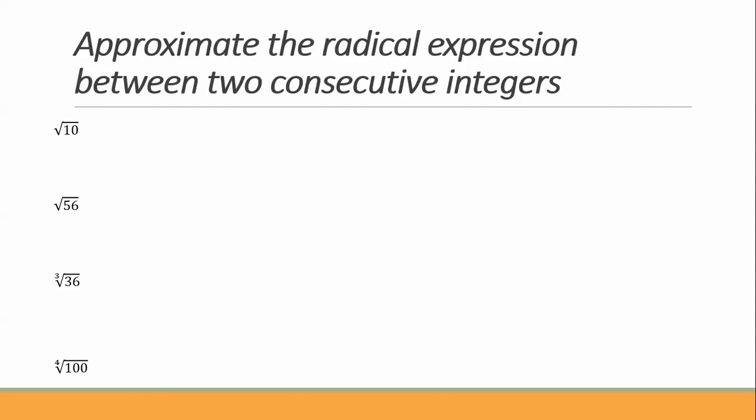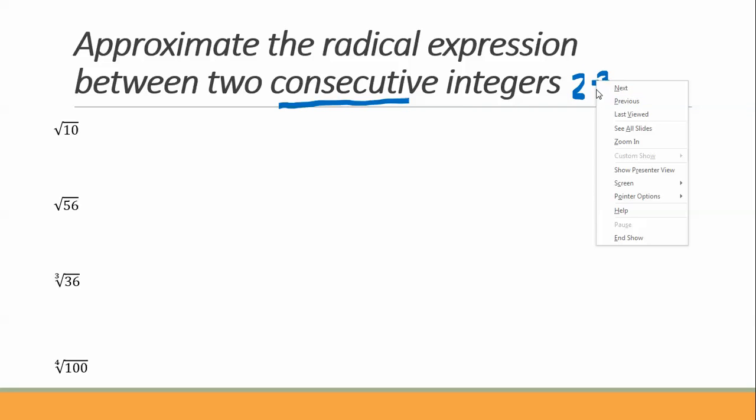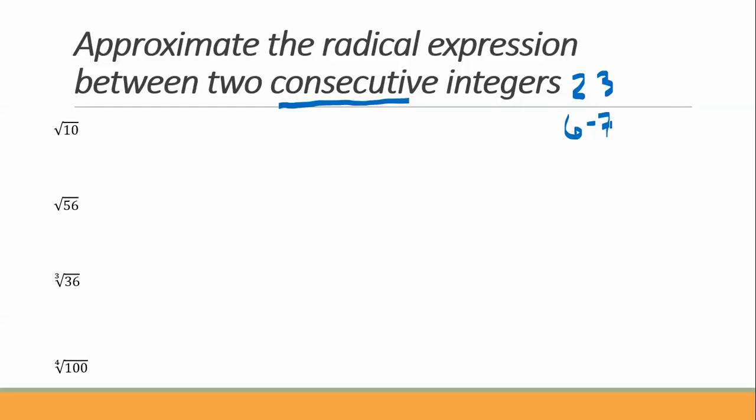The last thing we're going to do is approximate radical expressions between two consecutive integers. Now, consecutive means in a row. So 2 and 3 are consecutive integers. 6 and 7 are consecutive integers. There's 2 things in a row. What you want to do is, if we have a square root, we want to look for perfect squares.